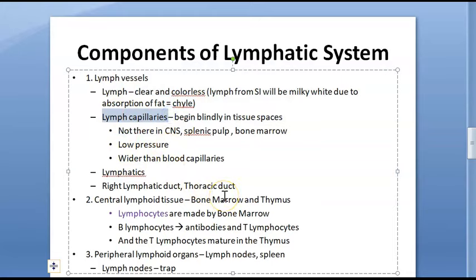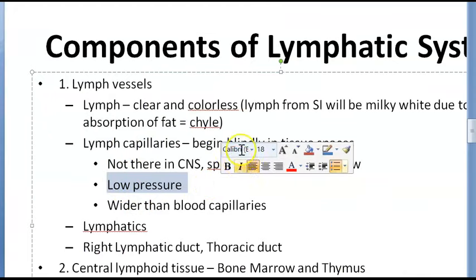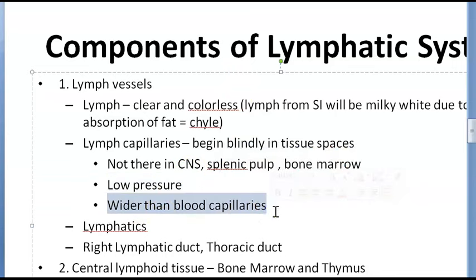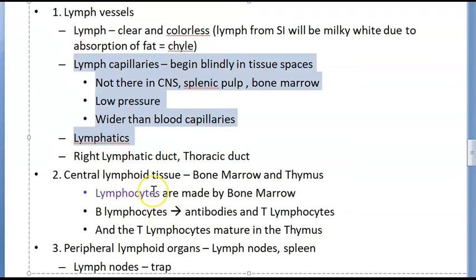Lymphatic capillaries, we just told you, begin blindly in the tissue spaces, and these are not present in the CNS, splenic pulp or bone marrow. This is a low pressure system compared to your blood vessels, that is your arteries and veins, because there is no pump here as such, and these are wider than blood capillaries because they have to pick up the coarse particles which are bigger in size. And these capillaries will drain into lymphatics, and lymphatics will drain into the duct. On the right side there is the right lymphatic duct, and on the left side there is the thoracic duct. On the way in the lymphatics, in between there will be lymph nodes. These lymph nodes are actually like a trap, and they'll have lymphocytes, germinal centers, etc.